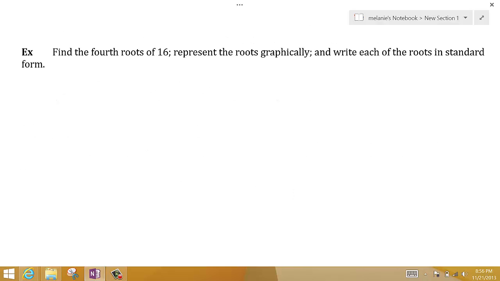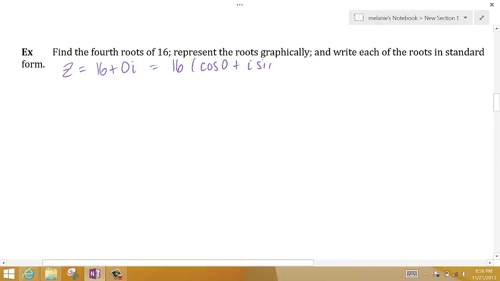Let's try an example. Let's find the fourth roots of 16. Represent the roots graphically and write each of the roots in standard form. We know z is 16 plus 0i. To write this in trigonometric form, that's 16 times cosine 0 plus i sine 0. How did I know that? Well, one way is I want cosine 0 because I want the a to be 16. I want 16 times something to be 16, so this has to be 1. And I want the i part to be gone, so I need this part to be 0.